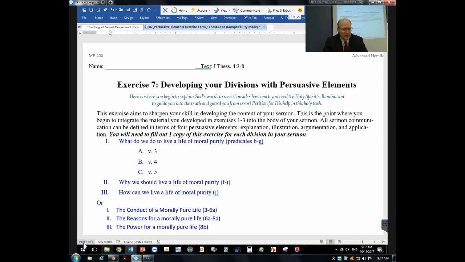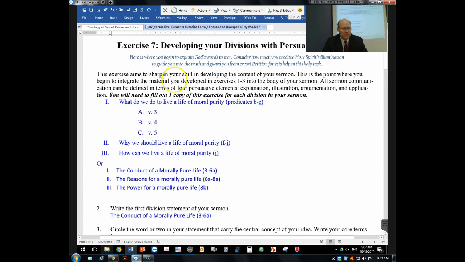Now, the first thing that it wants you to do is use the sermon division statements that you worked up in exercise 6, 2, 3, 4, hopefully no more than 4, no less than 2, to do one exercise 7 per division statement.